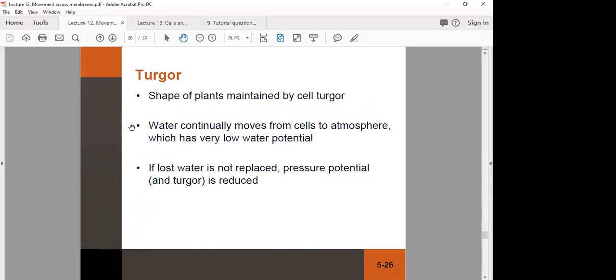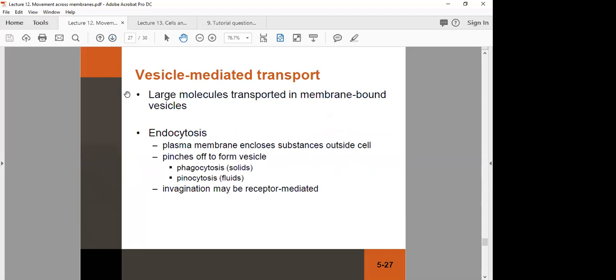That water that's taken up by the plants, some of it's used to maintain cell turgor, but a lot of it actually moves through the plant and then out into the atmosphere. And that's because the atmosphere has a very, very low water potential. If the lost water is not replaced, then the pressure potential inside the cell, that is the turgor pressure inside the cell, is reduced, and of course that leads to plant wilting. And plants that are wilting will shut down those important metabolic processes that enable growth and development to occur.